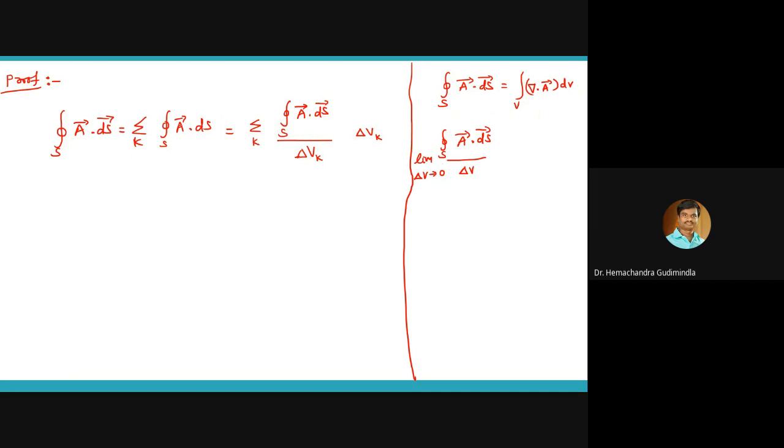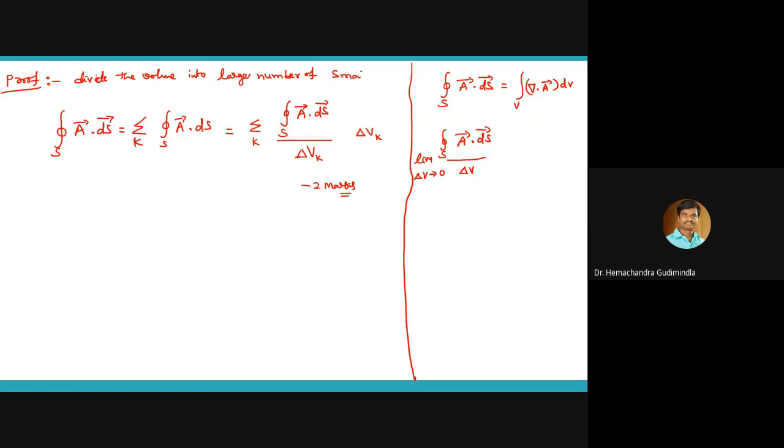Okay, anyway, if you write only this equation, you will get 2 marks. If you want to know the theory behind it, we are dividing the volume into a large number of small cells.